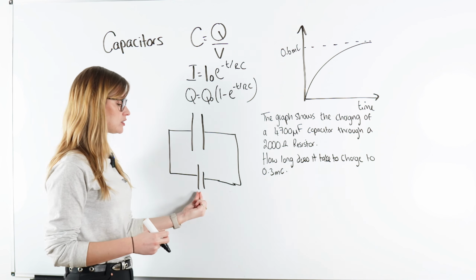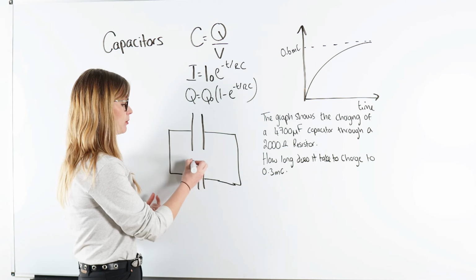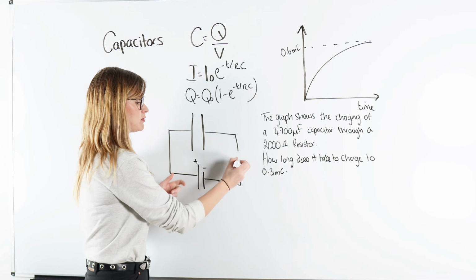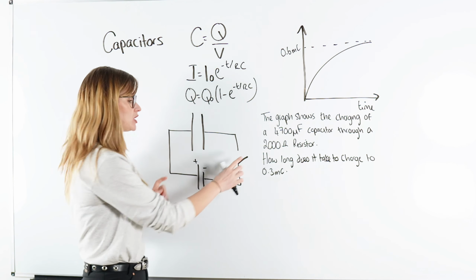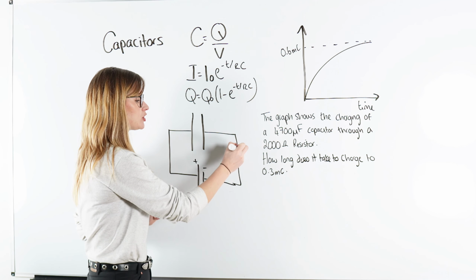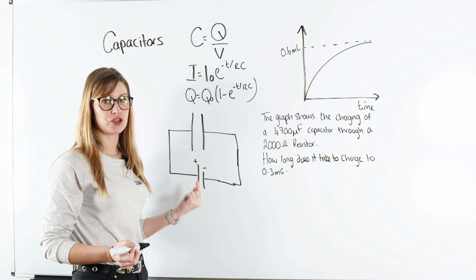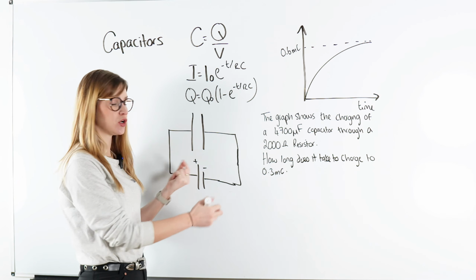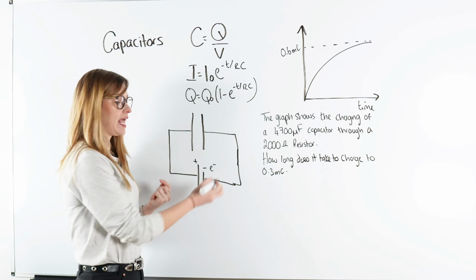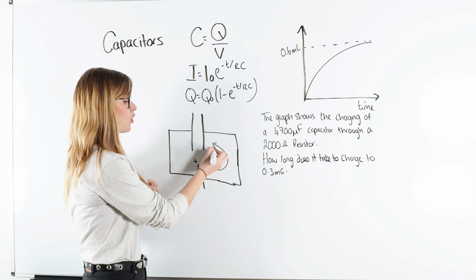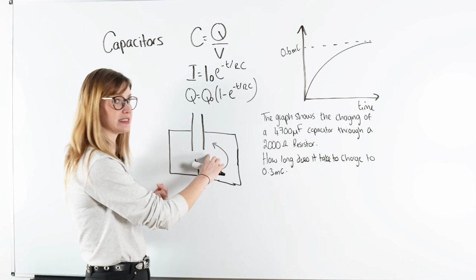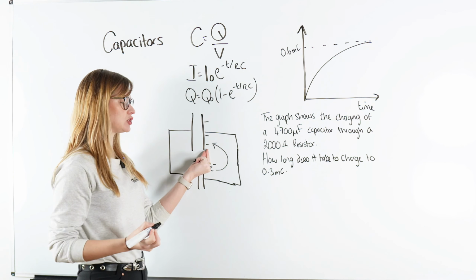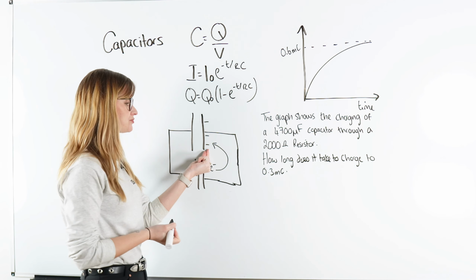We know the longer side on a cell is going to be positive and the shorter side is negative. As soon as we close the switch, we're completing the circuit, so we're allowing electrons to flow around the circuit. The negative side is going to push electrons off the cell, and those negative electrons are going to get pushed onto the plate on the right-hand side. As electrons get pushed onto this plate, you can see that plate starts to become negatively charged.